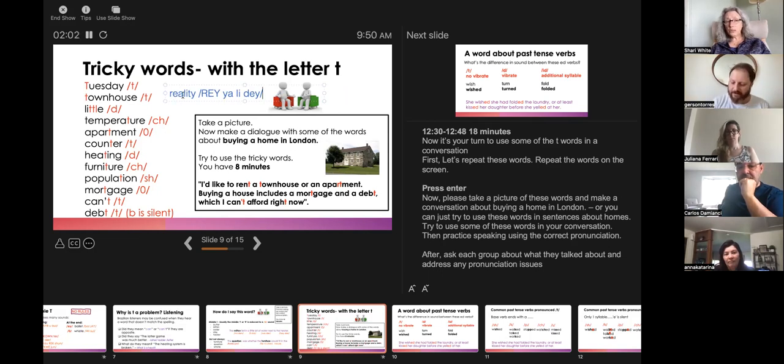So here's the word that you used, your reality. This is another example of the T reducing. Reality. Oh, that's a mistake here. This is a mistake. It's reality. The stress is here. Reality. That's how we say it, reality. Okay.